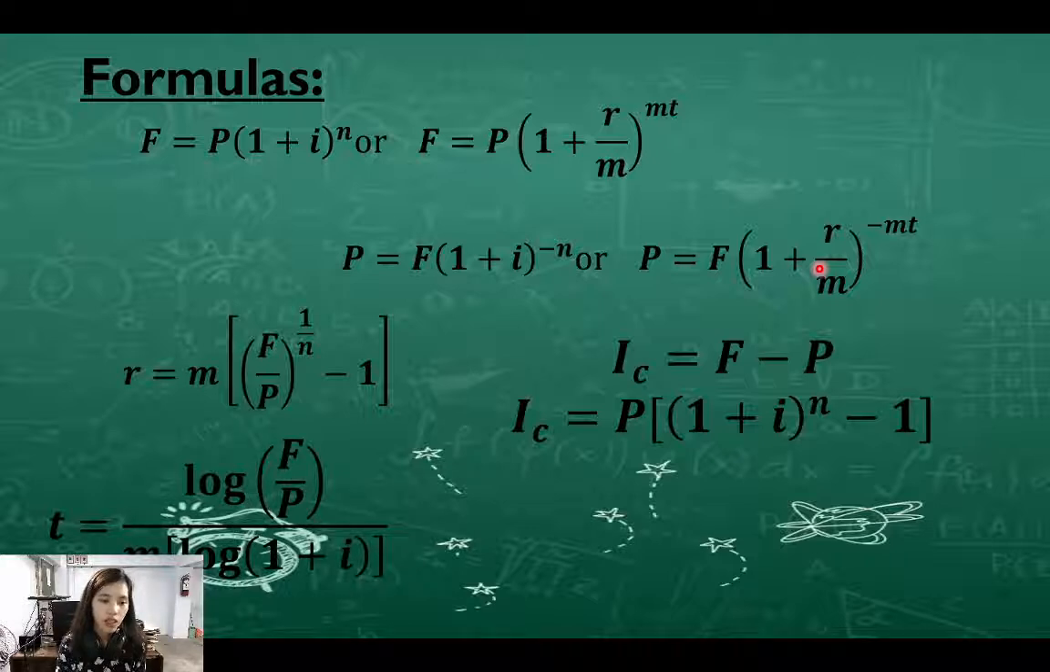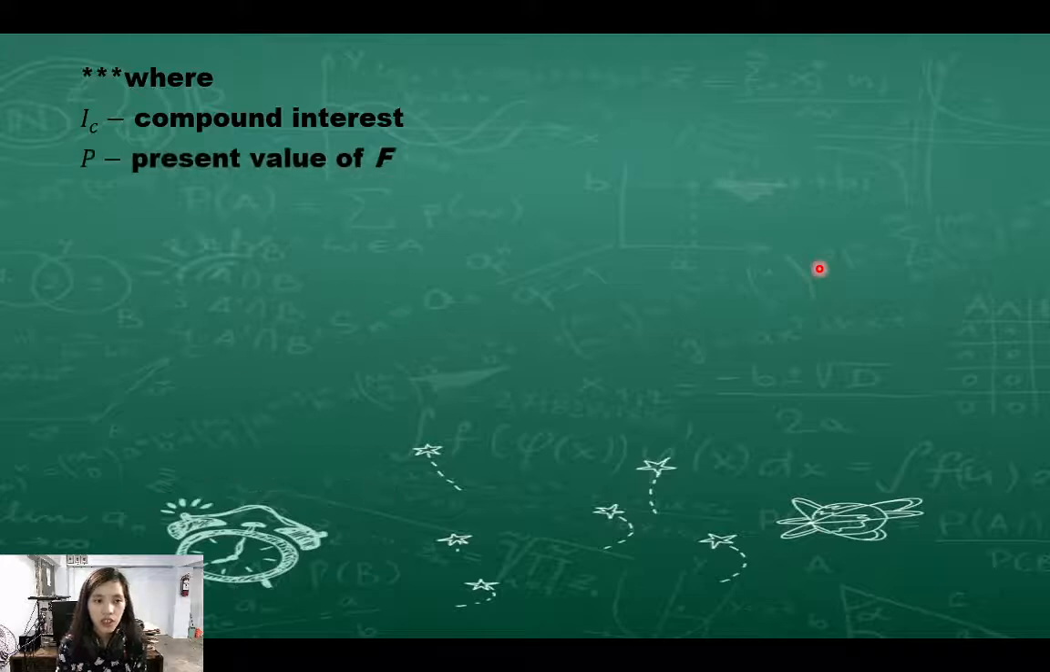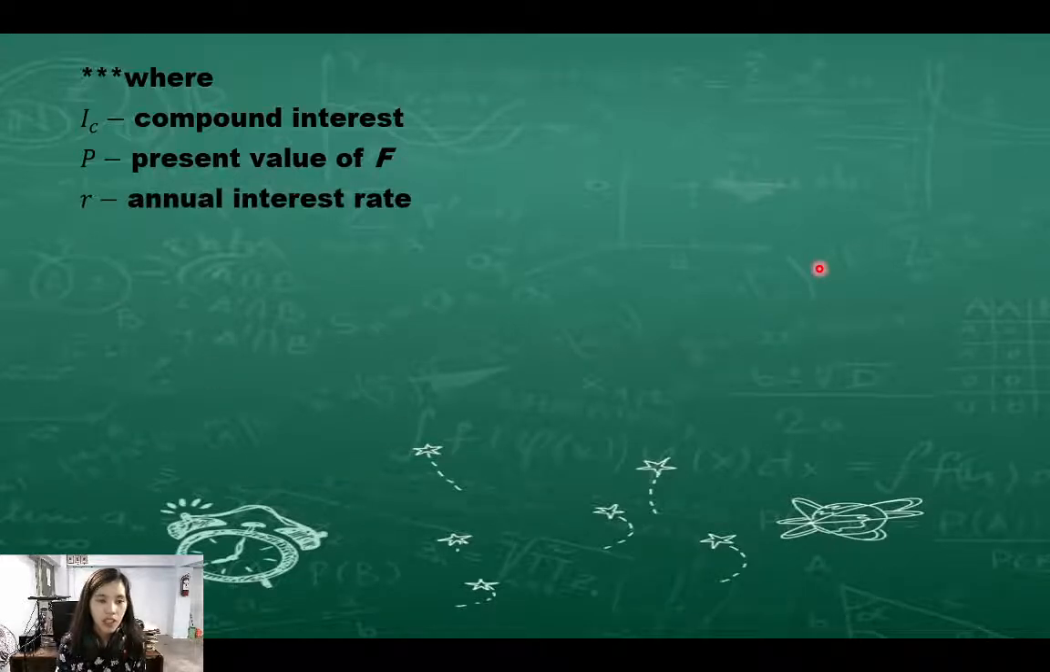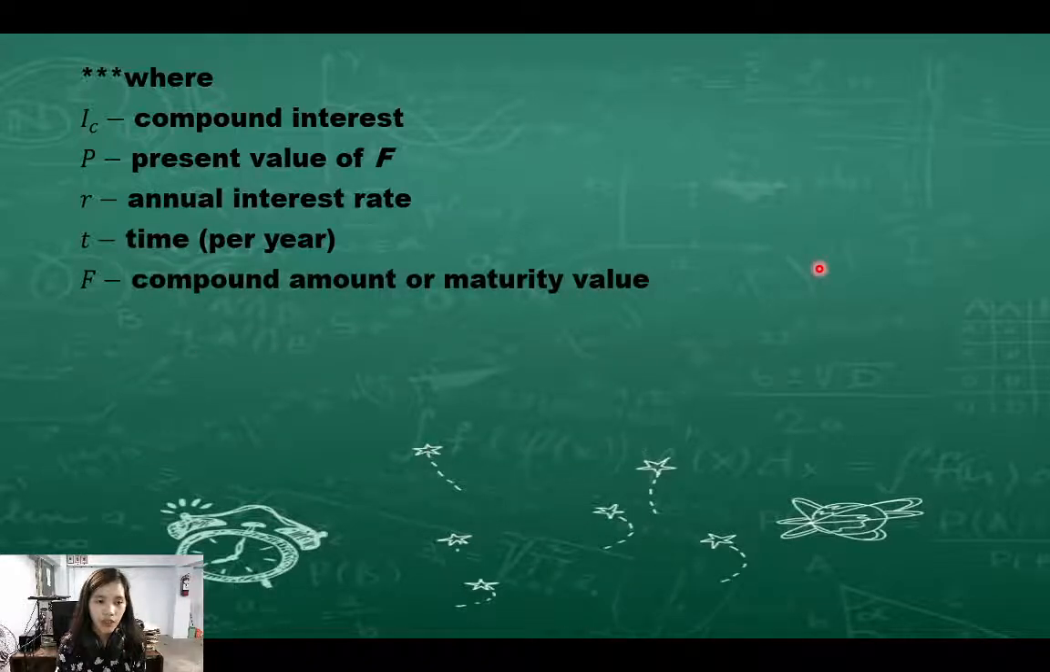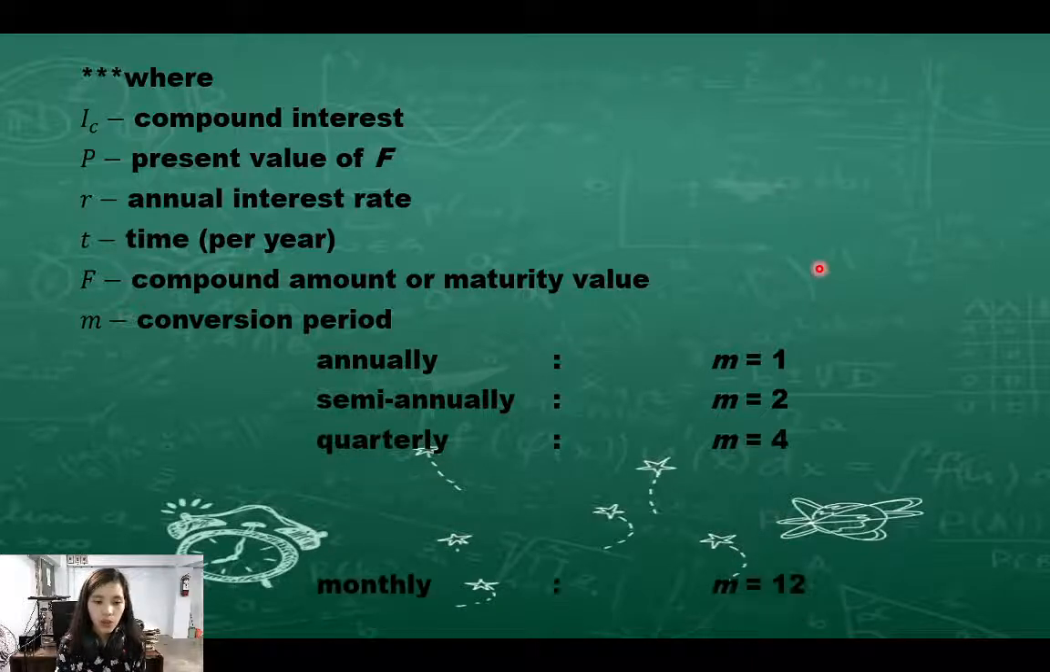For time, we have T is equal to the logarithm of F times F over P, divided by M times the logarithm of 1 plus I, where I sub C is compound interest, P is the present value, R is the annual interest rate, T is time per year, F is the compound amount or maturity value, and M is the conversion period, whether it is annually, semi-annually, quarterly, or monthly. So, it is based on the given.